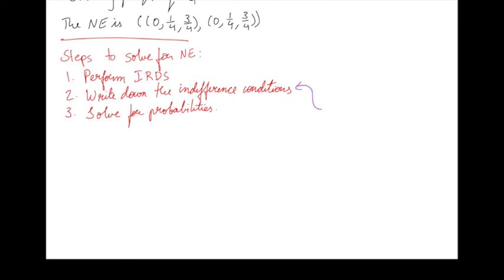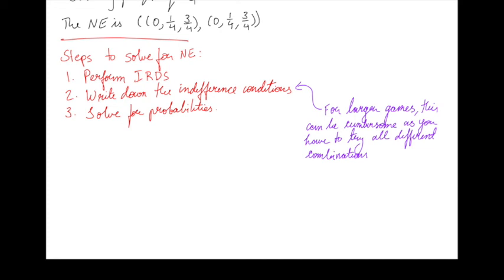But if there are many remaining strategies after you've performed IRDS, then you have a problem that could be somewhat complicated computationally. You don't know a priori which strategies are going to have a positive probability. So you have to try all different combinations. And that's why this problem of solving for the Nash equilibrium of a game is actually a computationally hard problem.